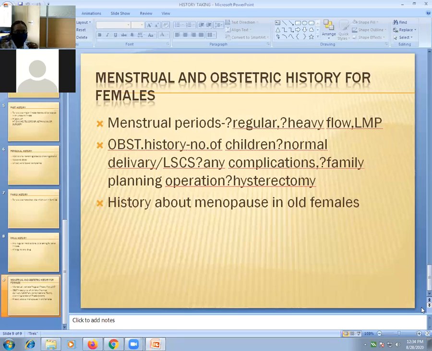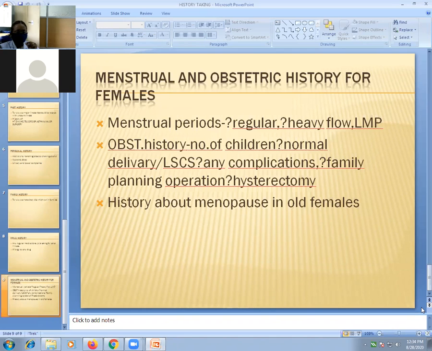In obstetric history, ask the number of children, whether the deliveries are normal vaginal deliveries or by cesarean section, then any complication occurring during pregnancy or during delivery, whether there is history of family planning operation or history of hysterectomy. So all that you have to ask in obstetric history: number of children, normal or LSCS, any complication, history of family planning operation or hysterectomy.